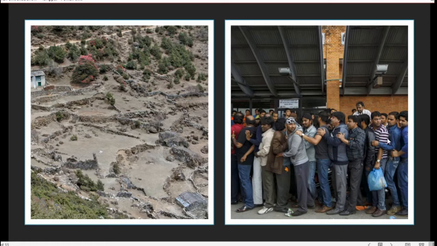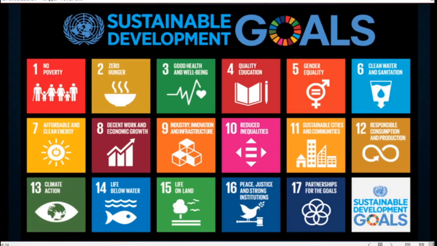They are all migrant workers, so this is usually seen in the international airport. Every time I went to Nepal, that is what I see. So again, I'm showing you these sustainable development goals.